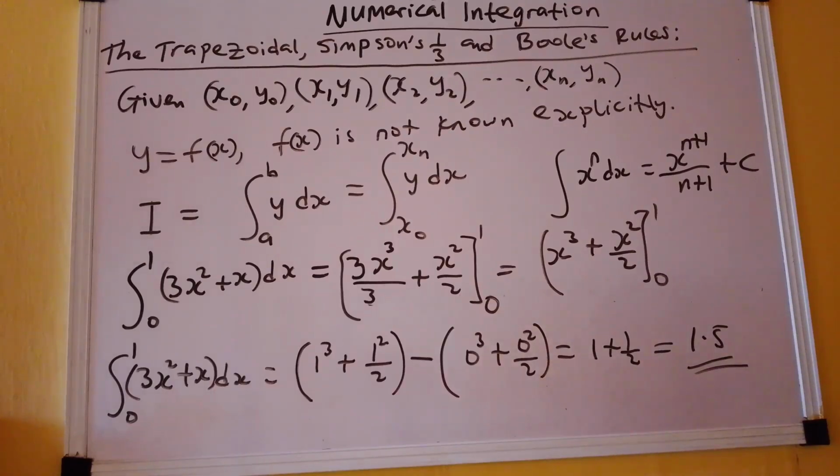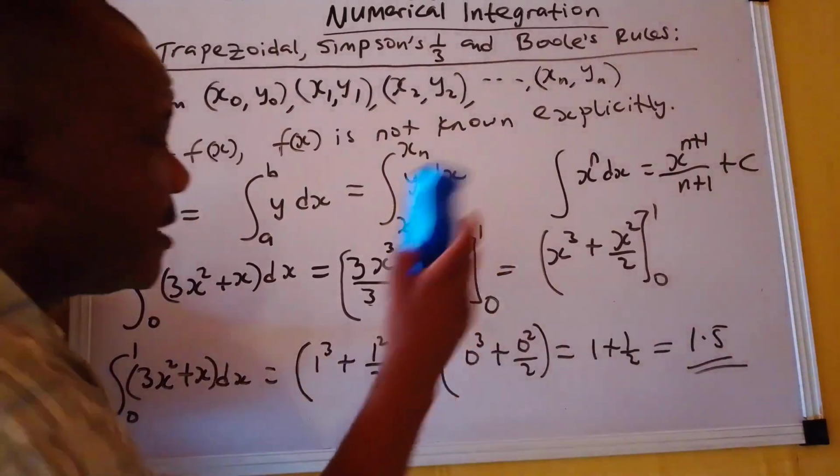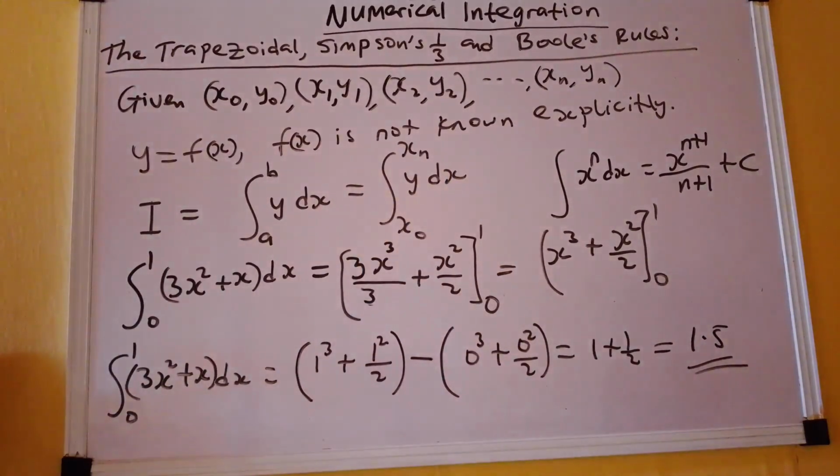Now we want to use the trapezoidal rule first to solve it. The trapezoidal rule and the Simpson's rule were gotten from Newton's forward difference interpolation formula by setting n equal to 1 for the trapezoidal, n equal to 2 for the Simpson's 1/3 rule, then the Simpson's 3/8 rule, and so on. For Boole's rule, you set n equal to 4, and for Weddle's rule, you set n equal to 6.